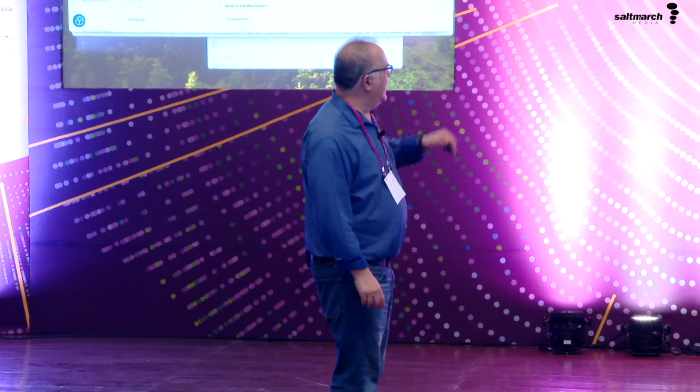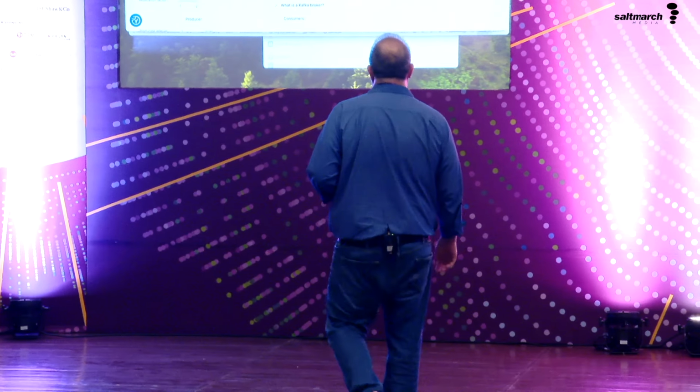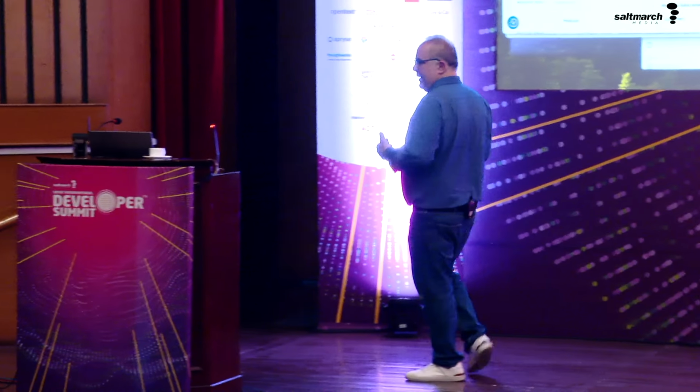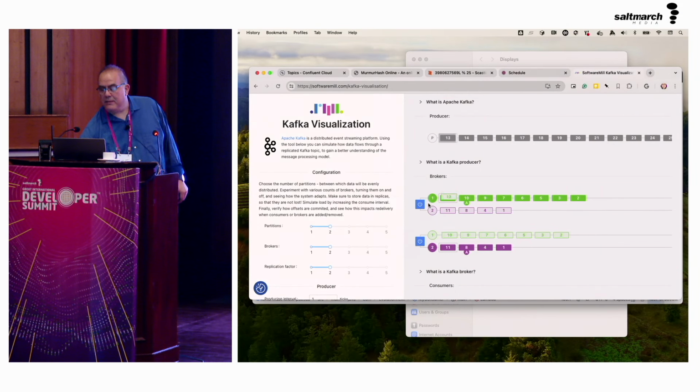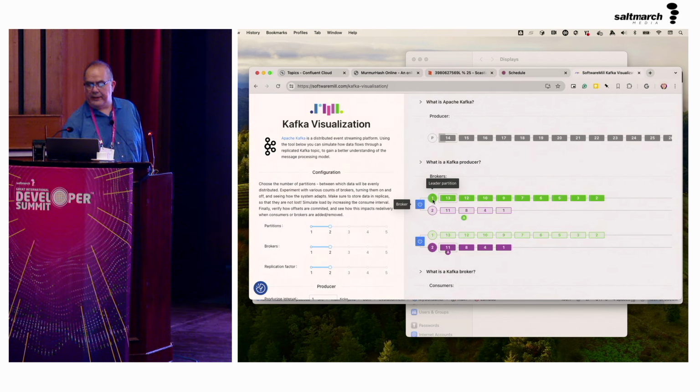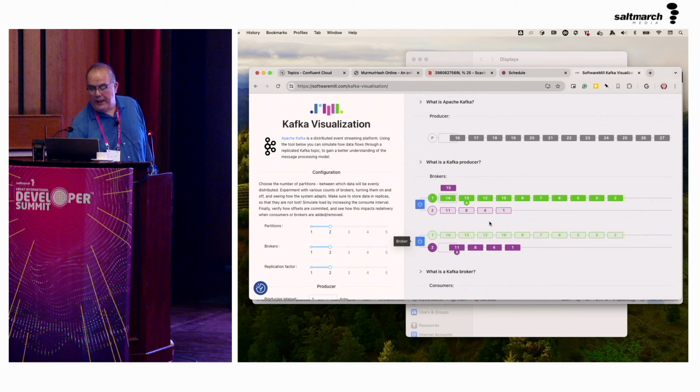Here's the way it looks. So what you see here is a visualization of everything that I just described. Producer is going to produce, has a key, has a value associated with it. It writes to the leader, and if I hover over this, maybe, there it is. The one that is opaque is the leader partition. That means that's where things are going to get written to. The more translucent one is going to be the follower.